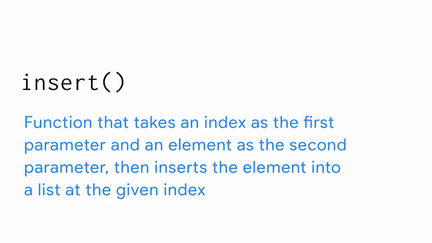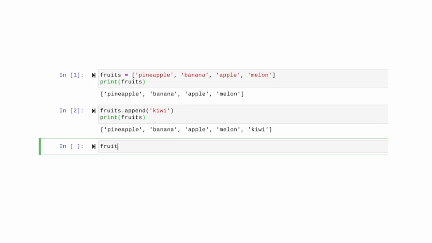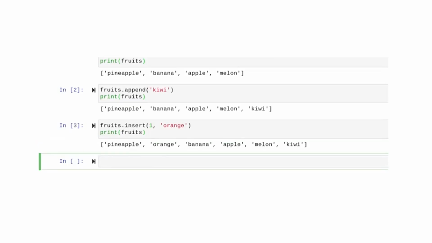Another common method for modifying lists is insert, which requires two arguments: the index number of the element to be modified and the contents being put in that slot, such as a string or integer. Let's investigate how insert works. Insert is a function that takes an index as the first parameter and an element as the second parameter, then inserts the element into a list at the given index. Returning to our list of fruits, now orange is inserted at the second spot at index 1 in our fruit list.